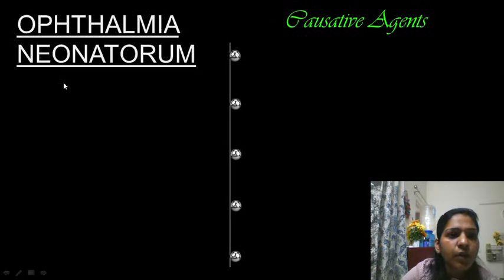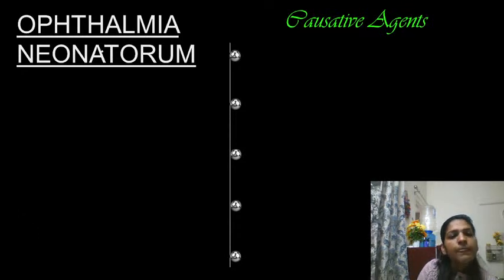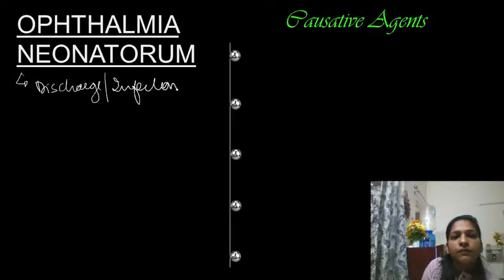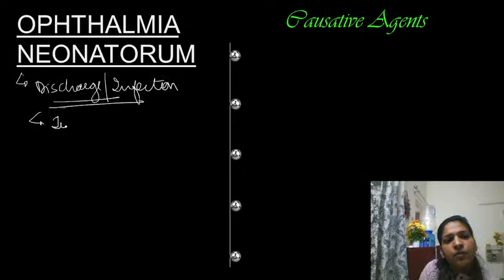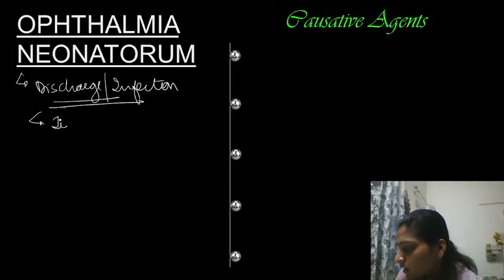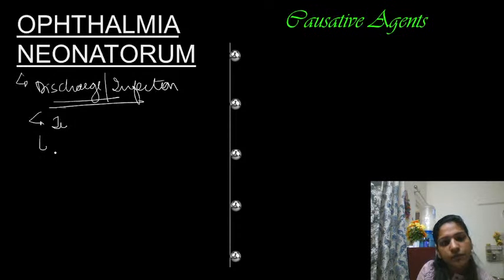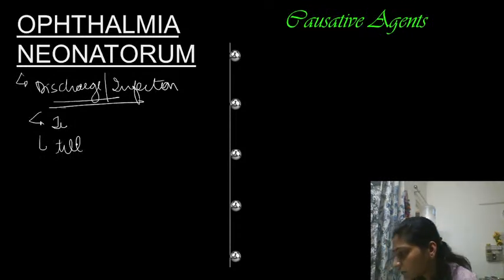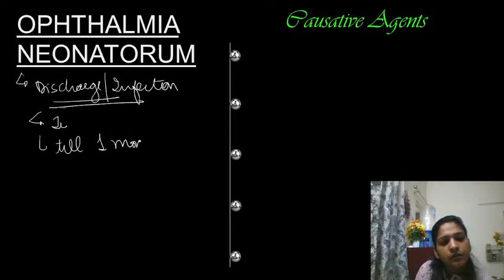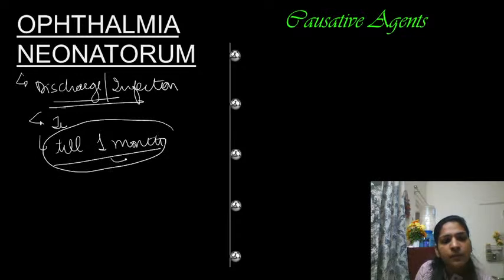Now coming on to Ophthalmia neonatorum. It is discharge or infection in a newborn baby. What is the timeline for Ophthalmia neonatorum? Till what duration of the infection will we call it Ophthalmia neonatorum? Till 1 month. So if there is infection in the eye within 1 month of birth, then we call it Ophthalmia neonatorum.